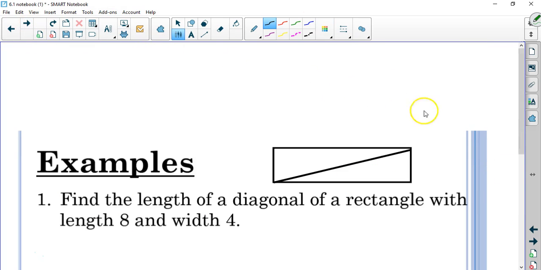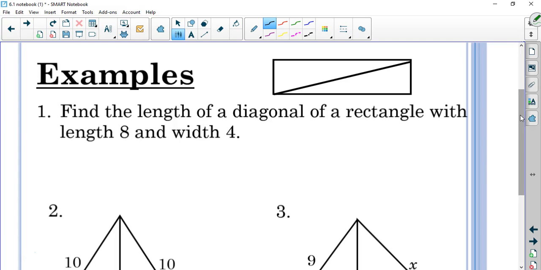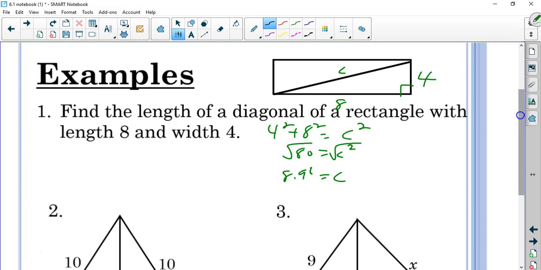Okay, this problem is actually not in your notes, but I'm going to go over it anyway because it's a good problem. Find the length of a diagonal with length 8 and width 4. Now, if you didn't have a drawing like this, you'd have to provide it, but it is here. So it's a rectangle, right angle, we're looking for C. That's simply 4 squared plus 8 squared equals C squared. That's 16 plus 64, which is 80. So you take the square root of both sides, you get C equals 8.94, or 8.9.